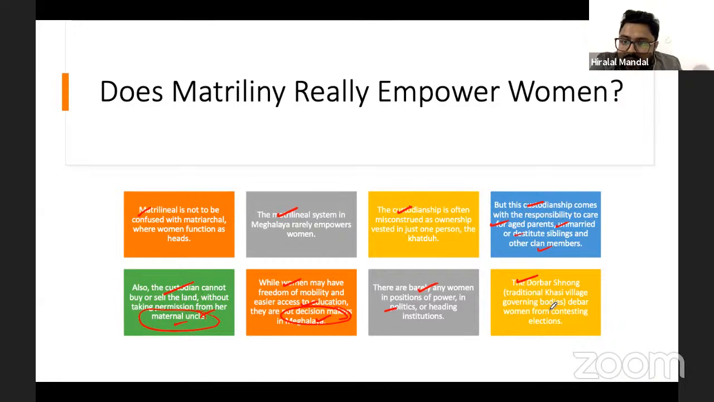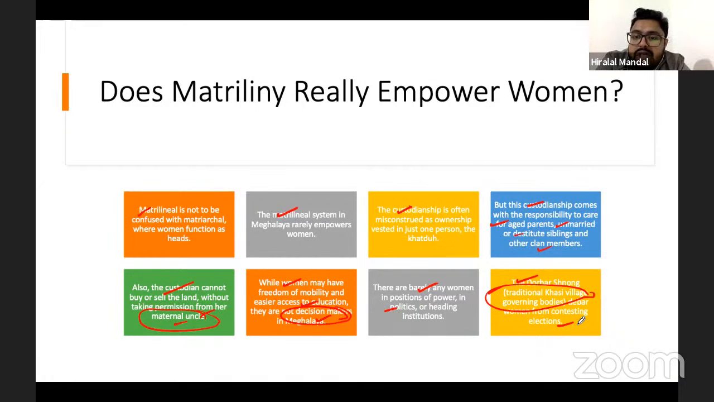The Dorbar Shnong, which is traditional, you need to remember this one. This might be asked in the examination. Sometimes the terms are often asked. So since this term has come into discussion, you must remember that there is a term, Dorbar Shnong, and that is related to the governing body of Khasi villages. It means that women are not allowed to participate in the election.